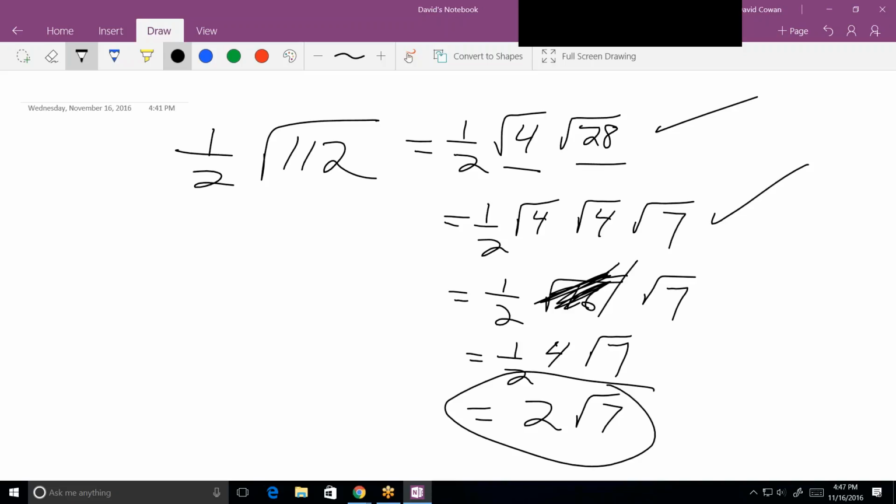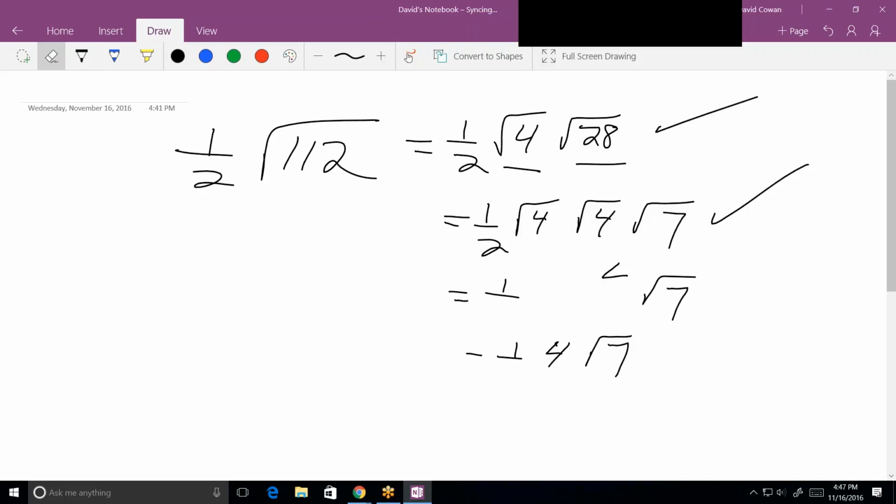Now, the square root of any number times the square root of the same number is always that number. Square root of 19 times the square root of 19 is 19. Yes. All right. What else you got?